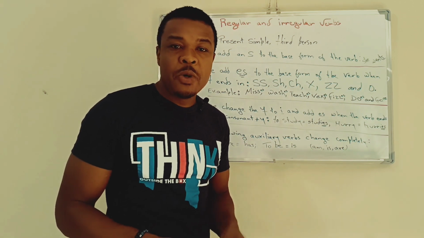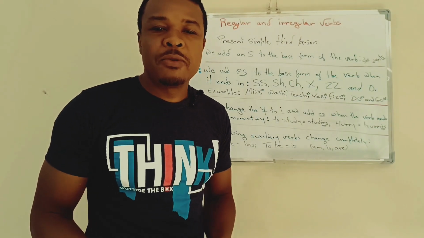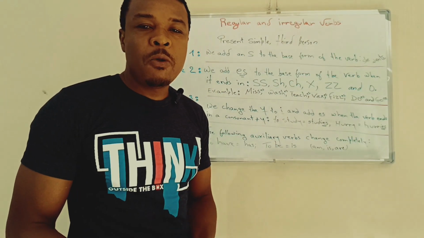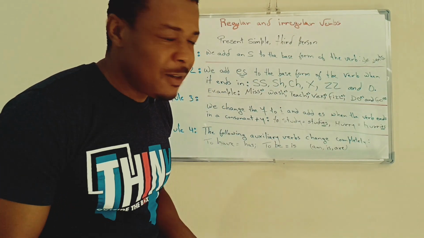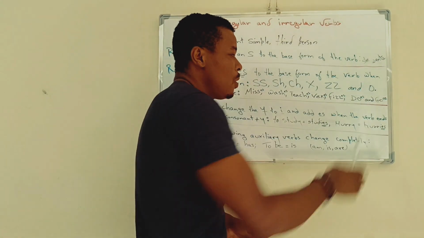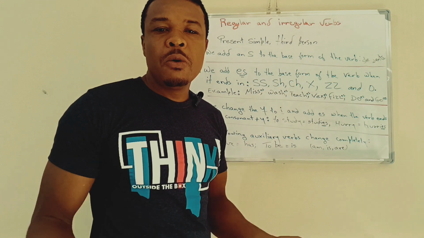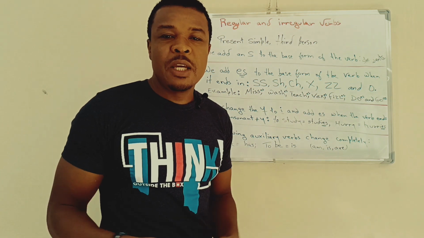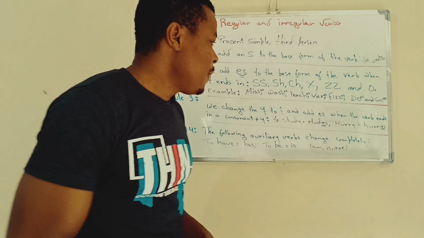You see, we add es to the base form of the verb when it ends in o, to form the third person singular of the present tense. So we got the last one, which is go. I go, you go, she goes, it goes, he goes, we go, they go, etc.